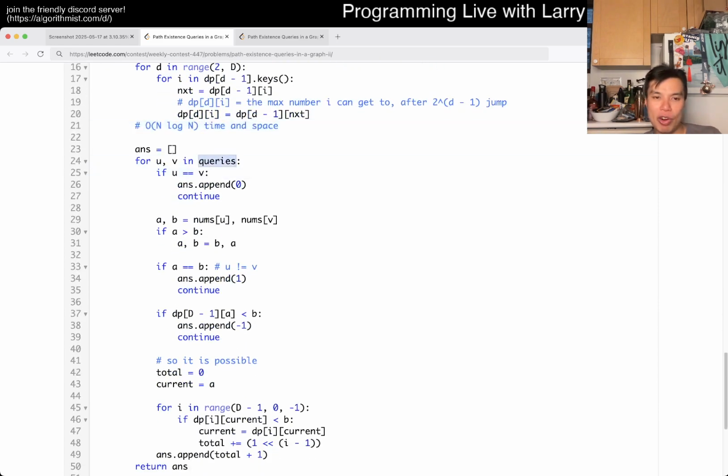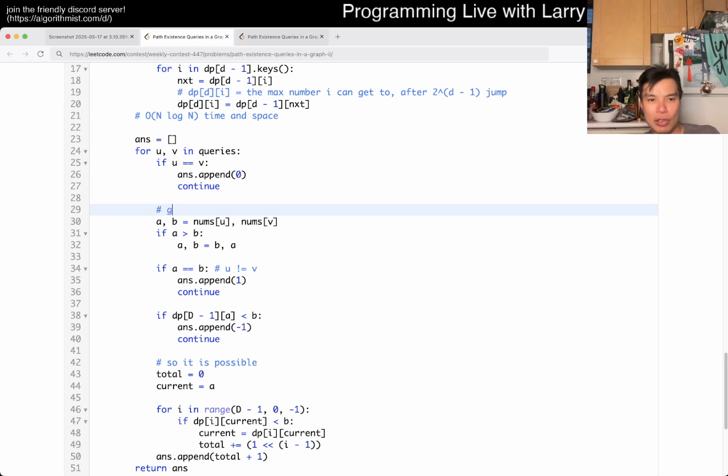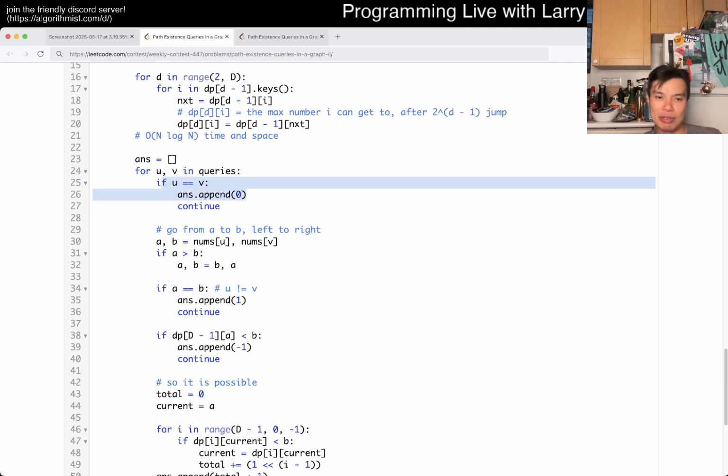And then now here for each query, if the U is equal to V, that means that they're the same node. So you just return 0, continue. Otherwise, here we want to go from A to B, left to right. So, given the index U and V, we just map it to the number. Keep in mind that if they're the same, then this is just 1. I mean, I think this actually handles it now, but I just want to say, right, because they're not the same node, but if they're the same number, they just make one move. That's it, right? Because there's only one case in which you return 0 moves, and then you go from A to B, left to right.